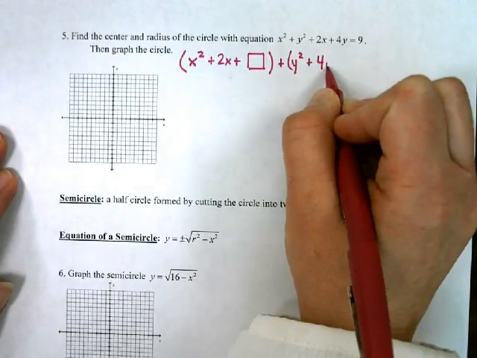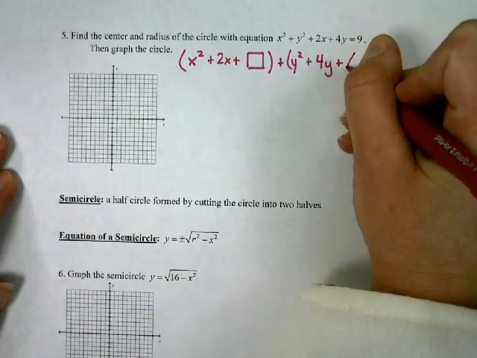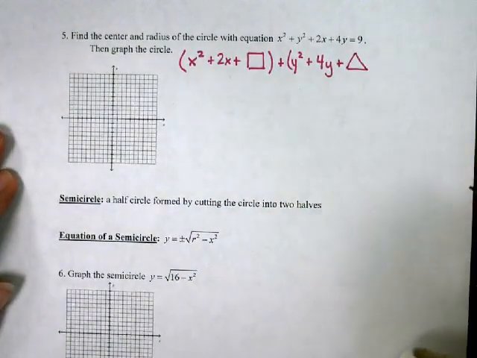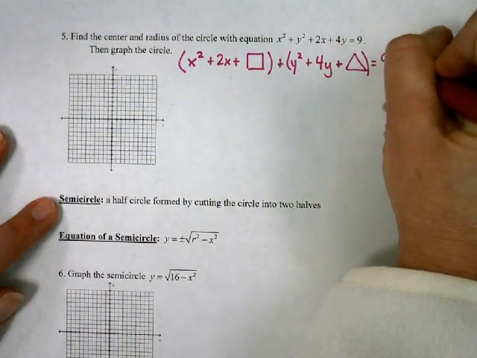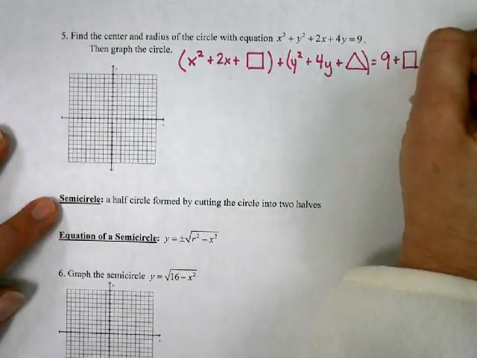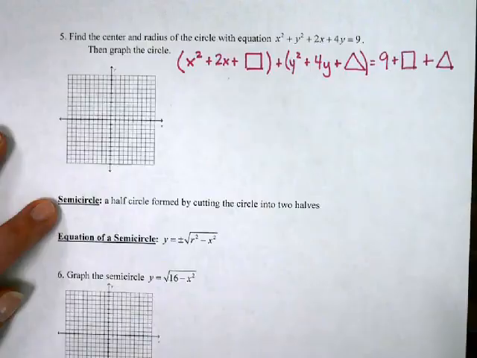And now I'm going to use a different shape. We're completing the square, but those numbers may not be the same. So I'm going to use a triangle. Equals 9. I added a box to the left side, so I need to add a box to the right side. I added a triangle to the left side, so I need to add a triangle to the right side.